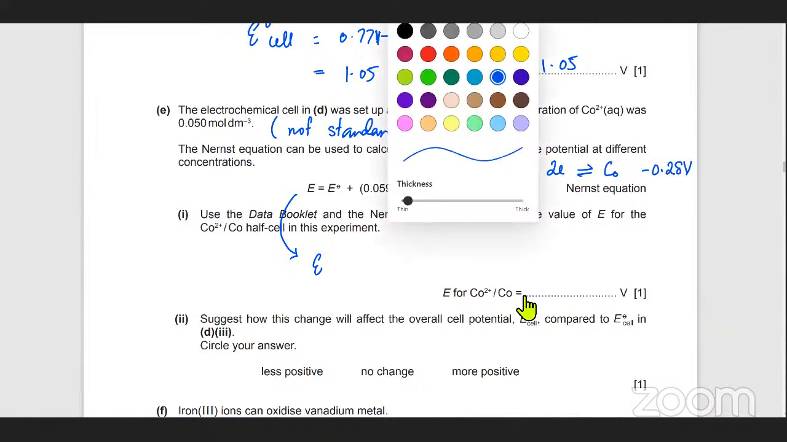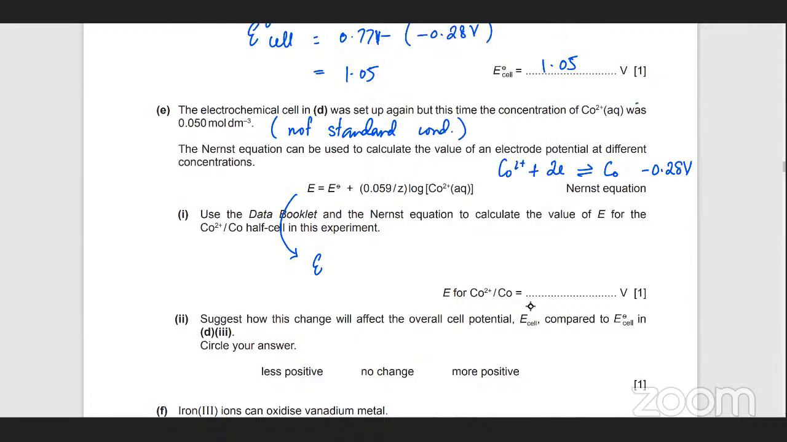But what's going to happen is, if the reaction is not under standard conditions, and the concentration of cobalt 2+ is a lot lesser than 1 mole per dm cube, the equilibrium is going to shift in the backward direction.